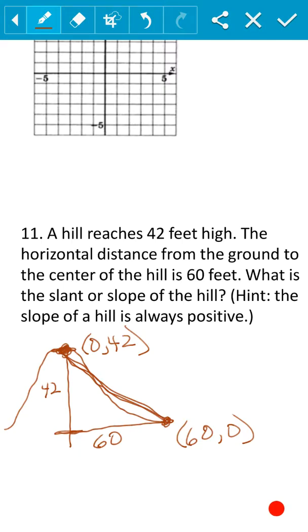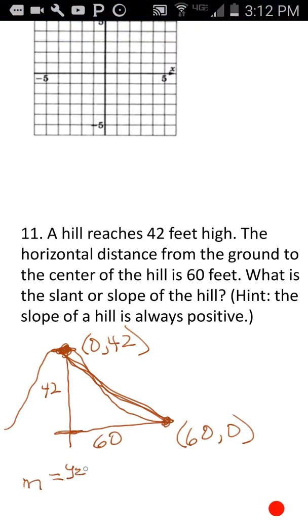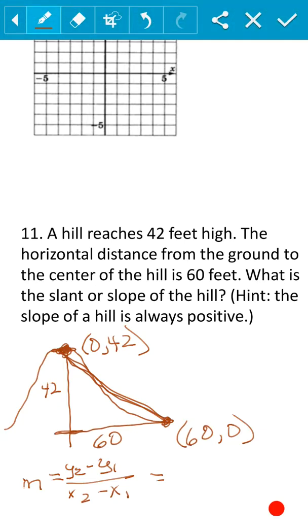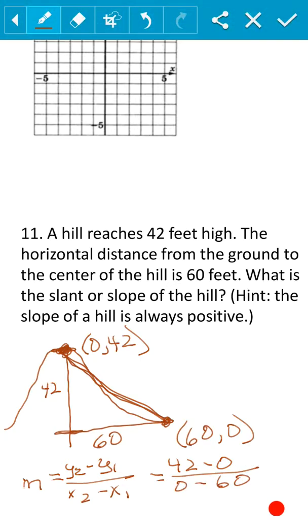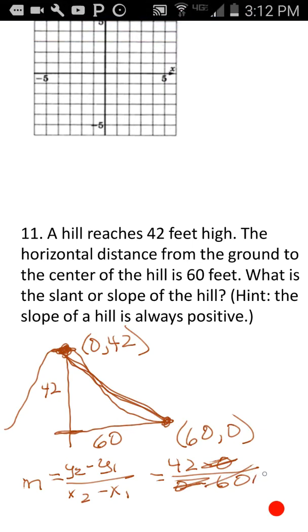And so we can just use our slope formula. M equals y2 minus y1 over x2 minus x1. And so y2 is 42 minus y1 over x2 minus x1. And so we get 42 over 60, and 6 goes into 42 and 60. We can ignore the zeros because they don't affect things. So let's see, 6 goes into 60 10 times, 6 goes into 42 7 times.